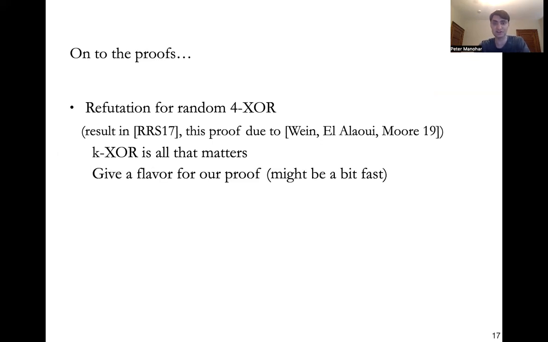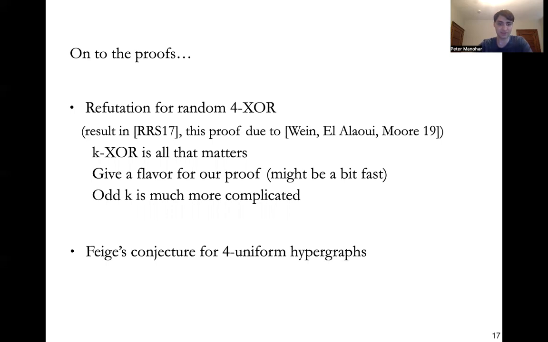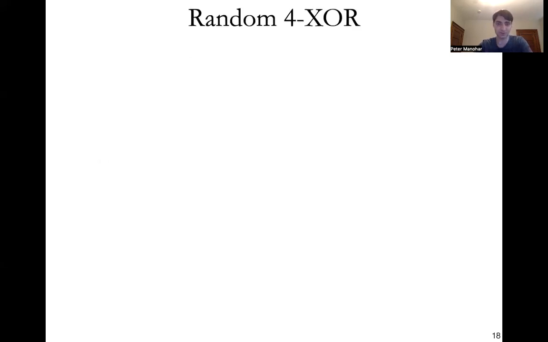And here I just want to give a flavor for a proof, even if I'm going to go over this a bit fast. And I chose 4-XOR because 4 is an even number, and the case of odd k is a lot more complicated. Then I will talk a bit about Feige's conjecture for 4-uniform hypergraphs. And here I just want to explain the high-level idea. So let's move on to 4-XOR.